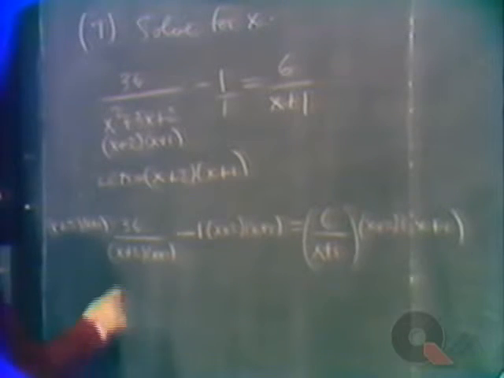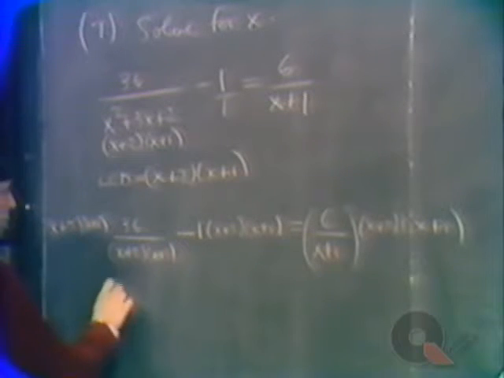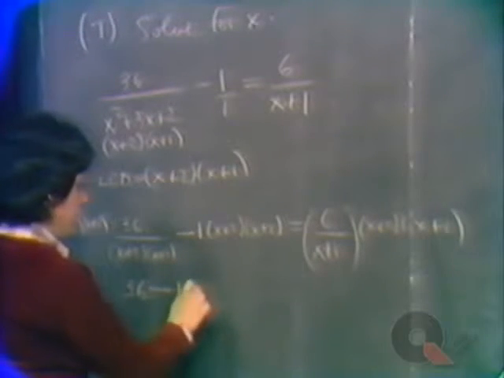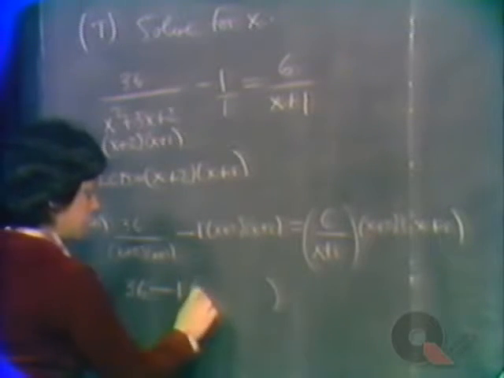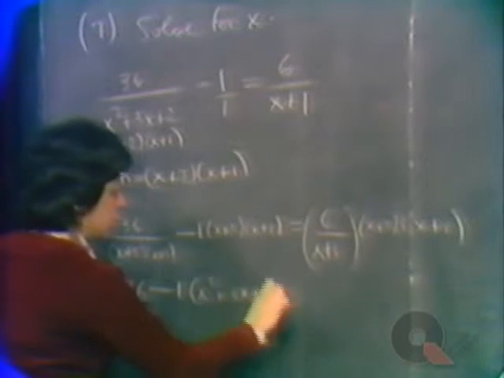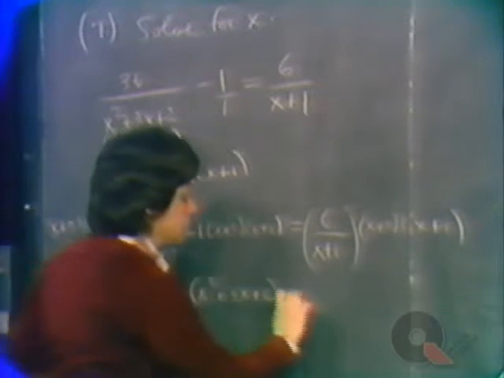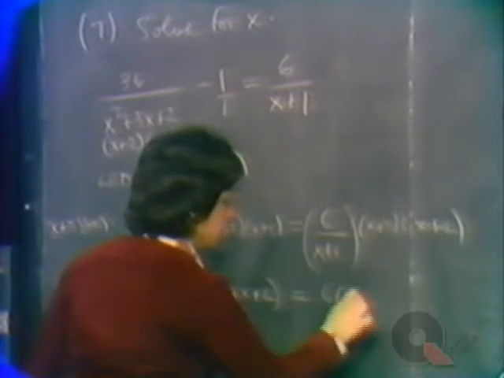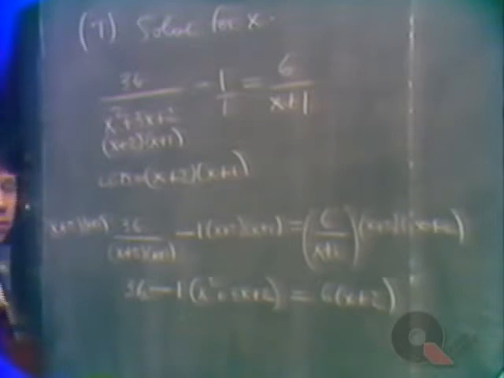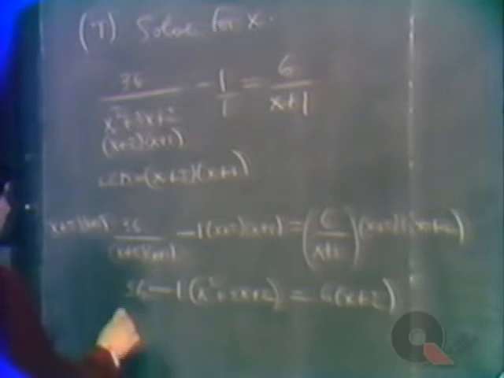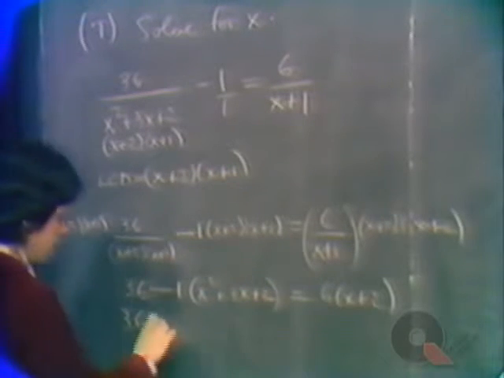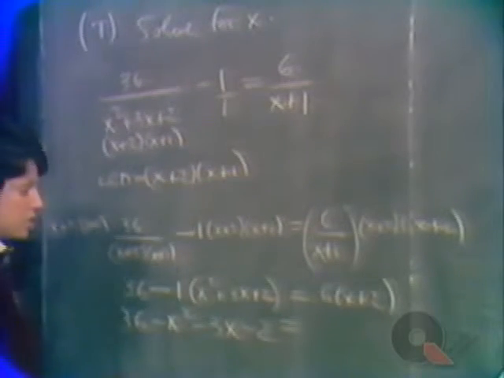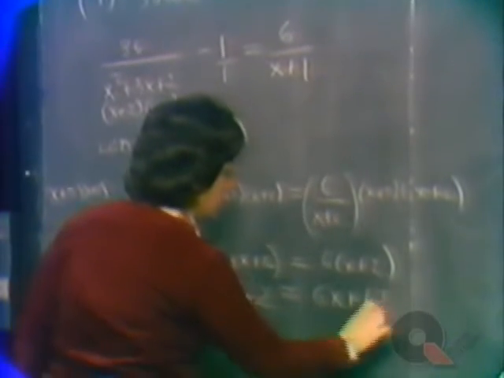Now, here the x plus 2 and the x plus 1 cancel, leaves us with 36. Take away 1 times, let me multiply this out, x squared plus 3x plus 2, equals, here the x plus 1's cancel, 6 times x plus 2. So I get 36. Let's distribute the minus 1. Minus x squared minus 3x minus 2 equals, distributing the 6, 6x plus 12.